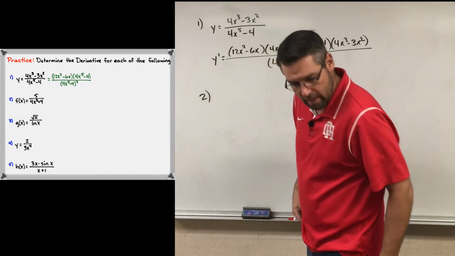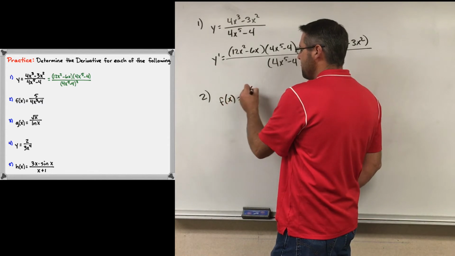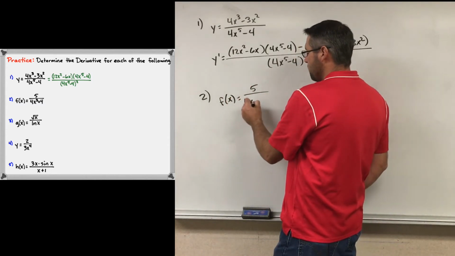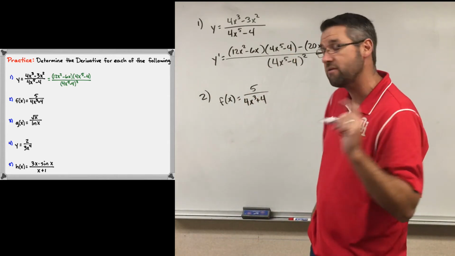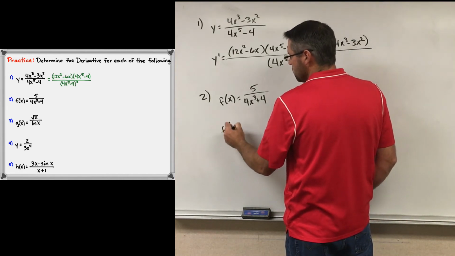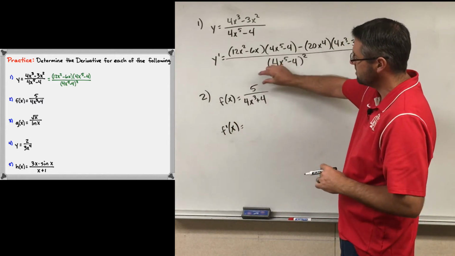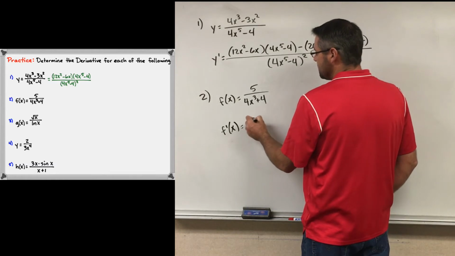Number 2, we've got f of x equals 5 over 4x cubed plus 4. Now, I'm actually going to do this two different ways. We see that we have a quotient here, so we can apply the quotient rule, obviously. But here's kind of the interesting thing about this guy. Because the top is a constant, what is the derivative of the top? Well, the derivative of the top would be 0.